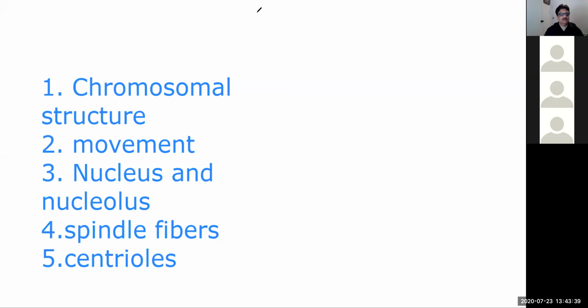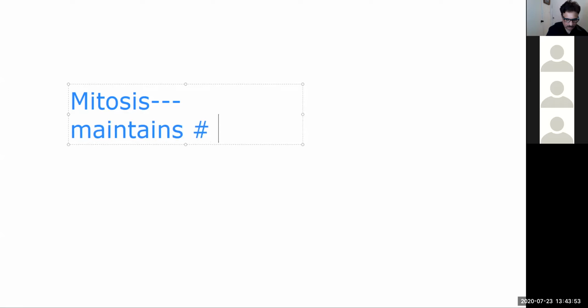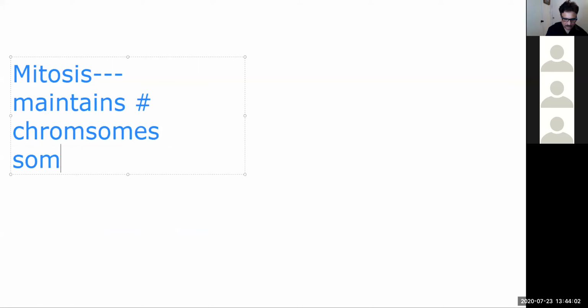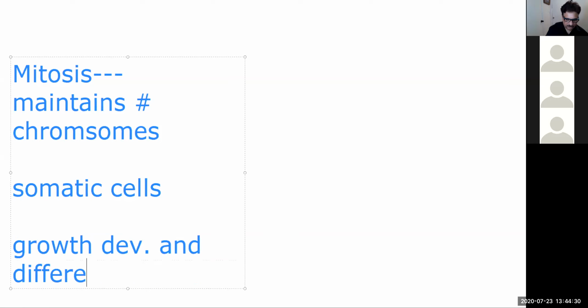So I think I mentioned in different ways, I have spoken about mitosis and meiosis. Mitosis maintains the number of chromosomes. It occurs in somatic cells. Mitosis is not part of gamete formation. Mitosis leads to growth, development, and differentiation. As I mentioned to you, the zygote develops into an individual, and that's because of mitosis. So these are the three most important points.